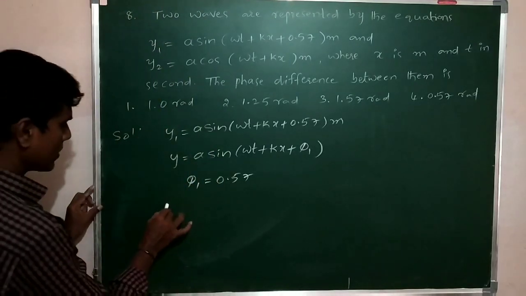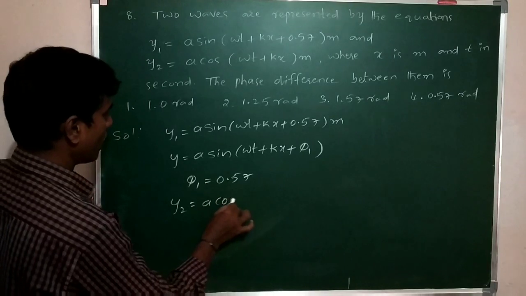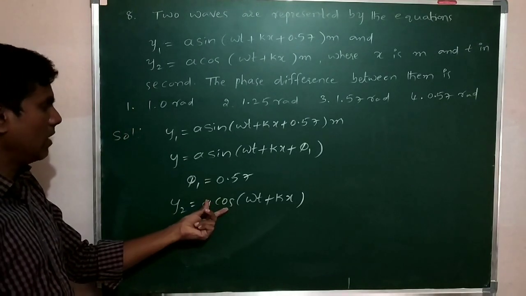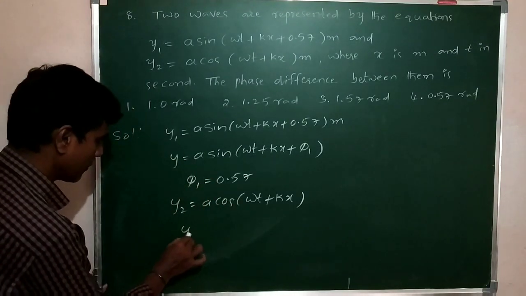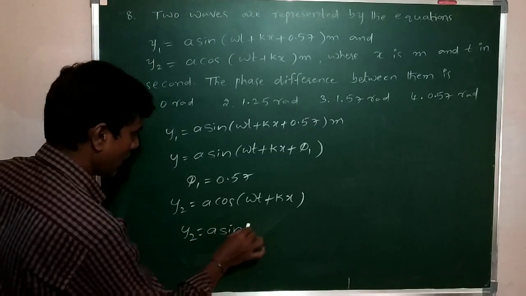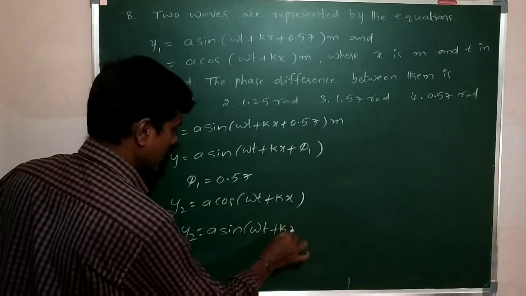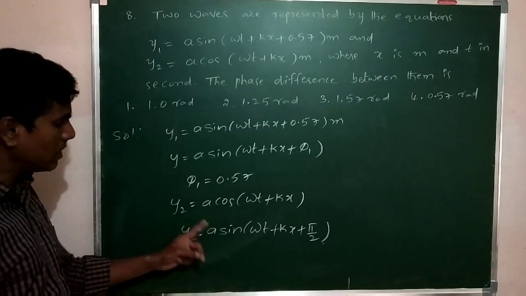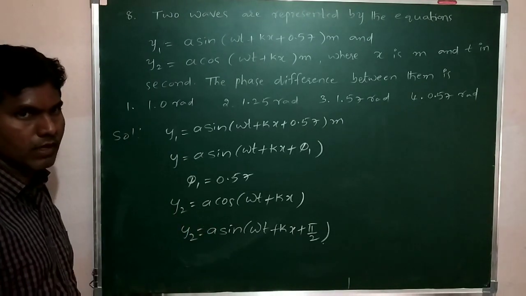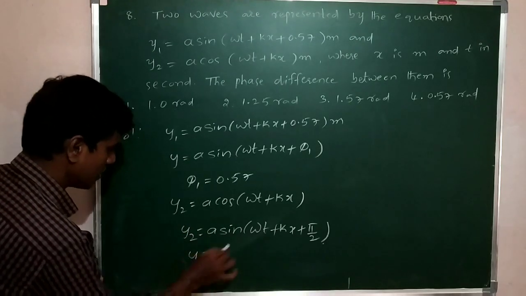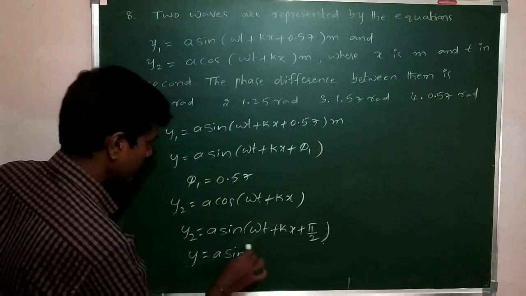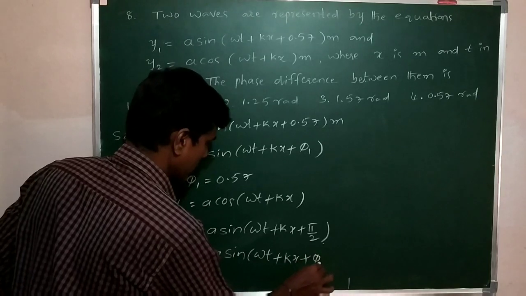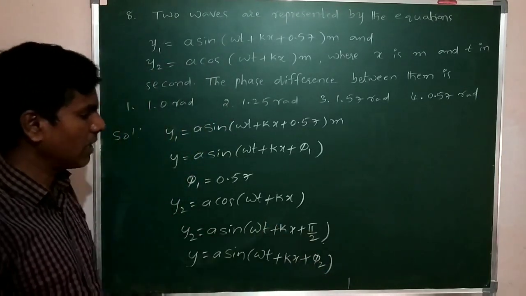Now taking the second equation, y2 = A cos(ωt + kx), we should write it in the form of sine. y2 = A sin(ωt + kx + π/2). We take π/2 here, and this equation is compared with the sinusoidal equation y = A sin(ωt + kx + φ2). So what is the φ2 value here? π/2.